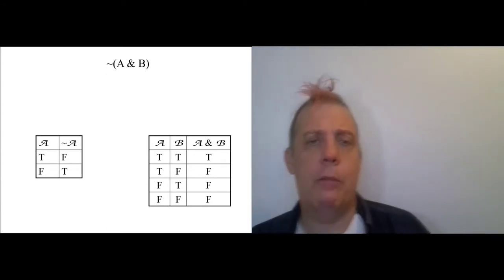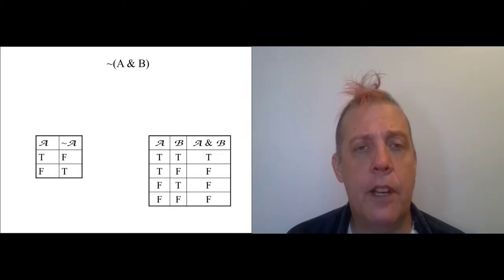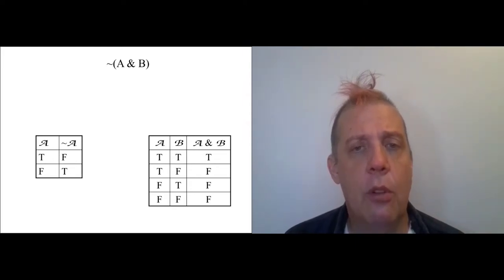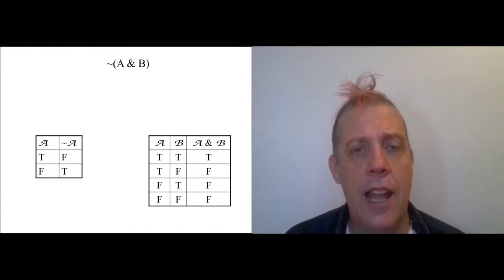So now we want to know about the sentence at the top of the slide, not parentheses A and B, right? Where the negation modifies the full sentence. So the negation there is the main connective, and the and is the secondary connective.